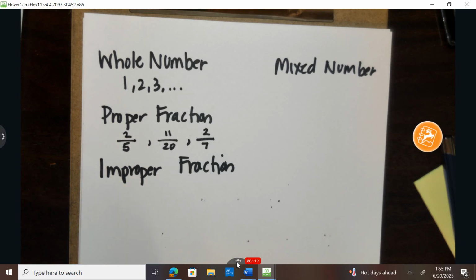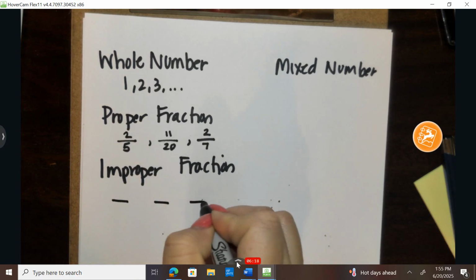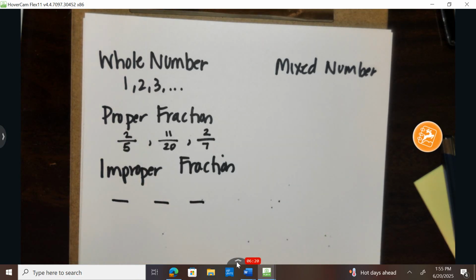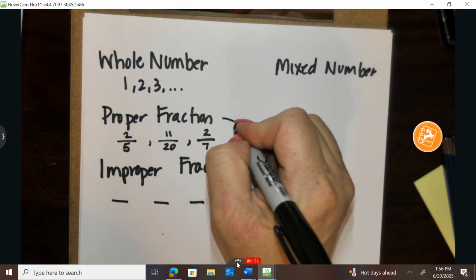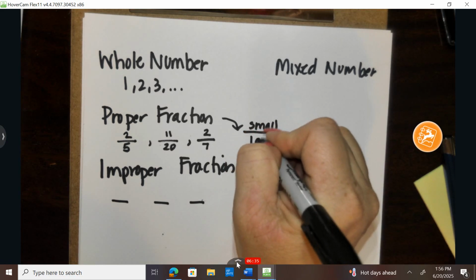Now, an improper fraction, the rules are just opposite. So again, we're going to have that division sign in the middle, but now an improper fraction says the number on top, that's called the numerator, it's kind of a big word, the number on top has to be larger than the number on the bottom. So I'm going to come over here just as a little review, and I'm just going to write small and large as just a review.